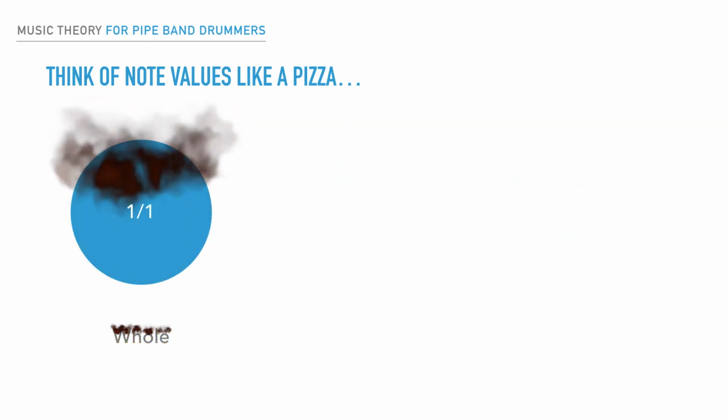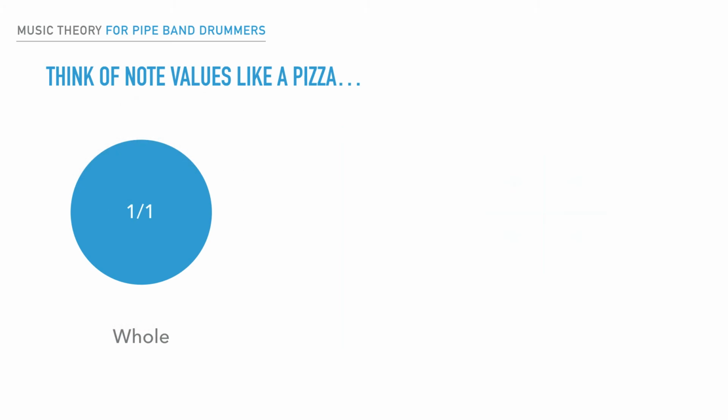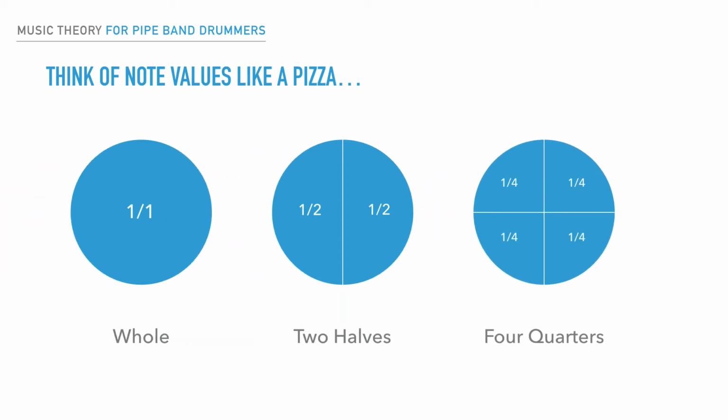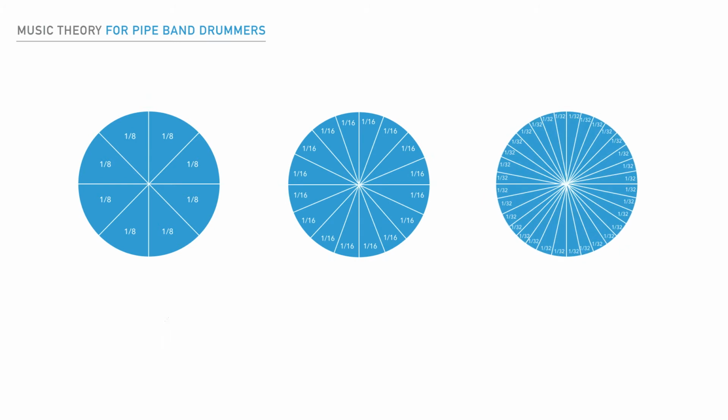First, we take the whole pizza out of the oven. Then we cut it in half. Then we cut those halves in half to make 4 quarters. Then, if we cut all the quarters in half, we get eighths. Cut the eighths in two, and we get sixteenths, and then cut all the sixteenths in half to get 32nds.